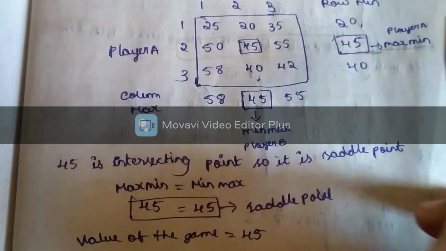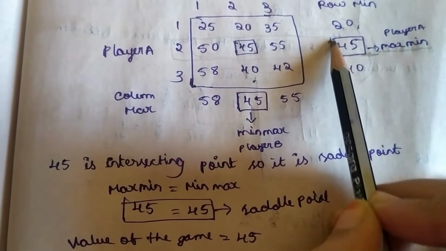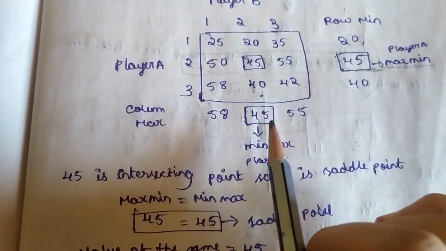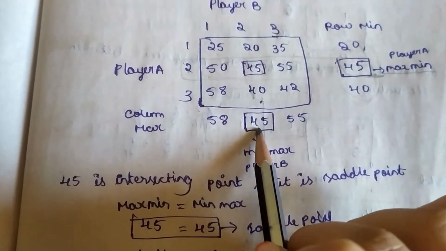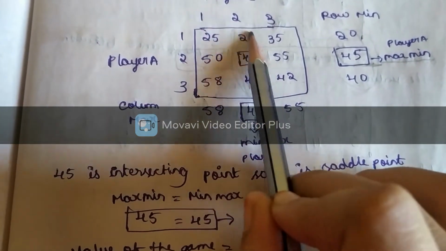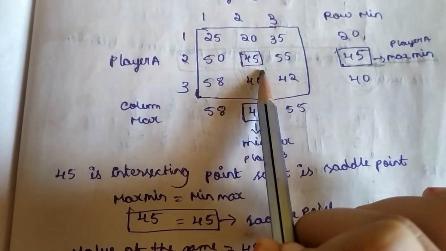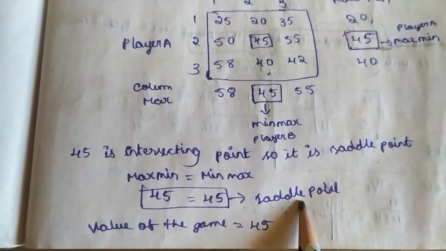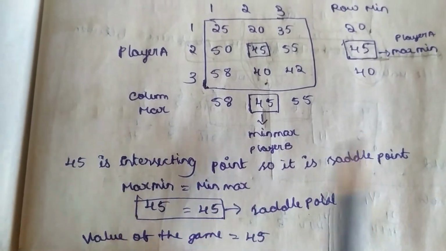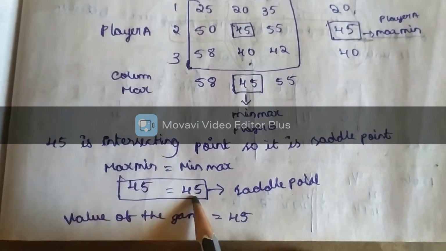Here 45 is the maximum value, which is at the second position, that means the second row. And here 45 is the minimum value, which is at the second column position. So this row and this column we have selected. What is the common one here? Common value 45. So that's why this 45 is the saddle point, and also it is the intersecting point. The maximin value is 45, and the minimax value is also 45.